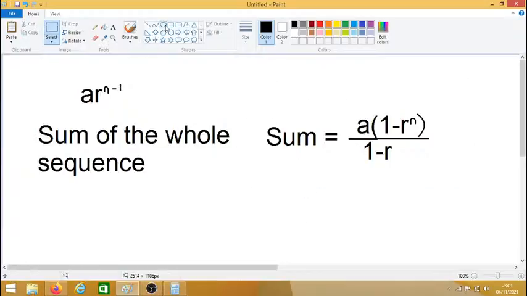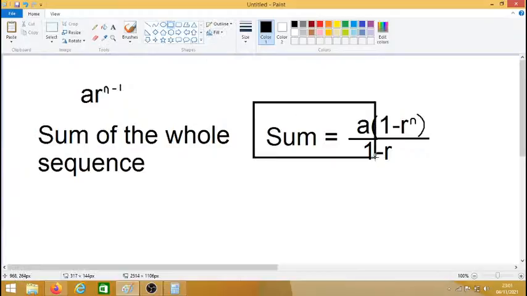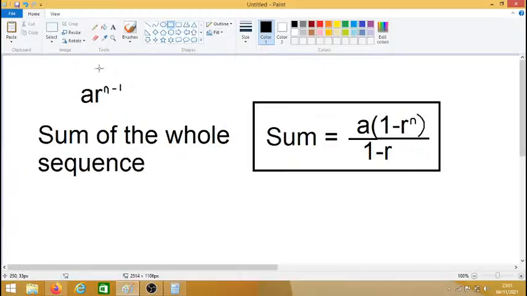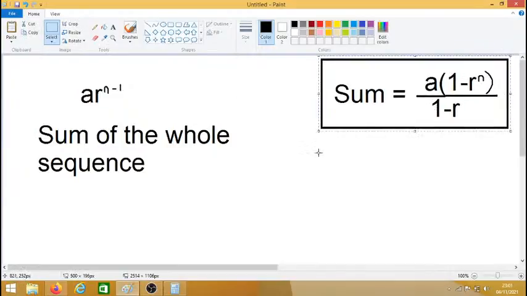so let's see if we can use that. You're going to need to memorize that if you want to work out the sum of a geometric sequence. So let's stick that here.